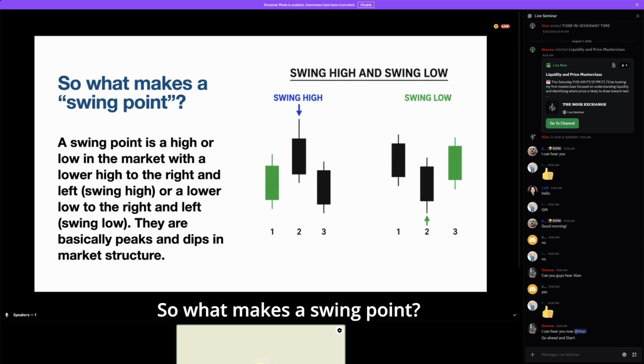So what makes a swing point? A swing point is a higher low in the market with a lower high to the right and left. So that would be the example here on the left, the swing high, and they basically look like peaks in the market. Or a swing low would be a low with a lower low, wait, with a lower high to the right and the left, and that's basically on the right. So they look like dips in the market.